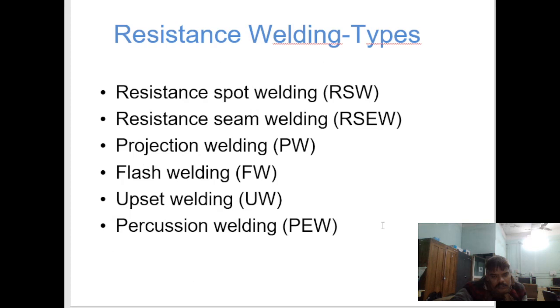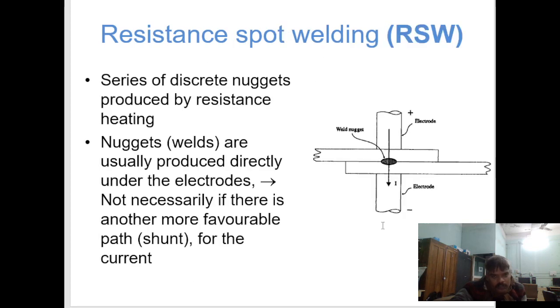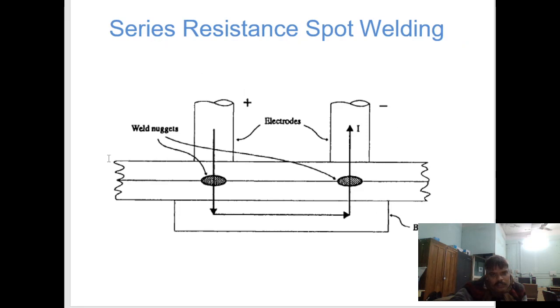Types: resistance spot welding, resistance seam welding, projection welding, flash welding, upset welding, precision welding. Spot welding: here in the figure you can see a series of discrete nuggets produced by resistance heating. Nugget welds are usually produced directly under the electrode, though not necessarily if there is another more favorable path for the current.